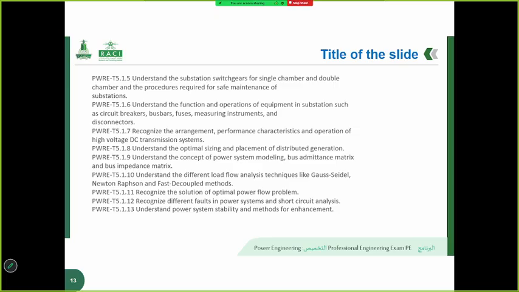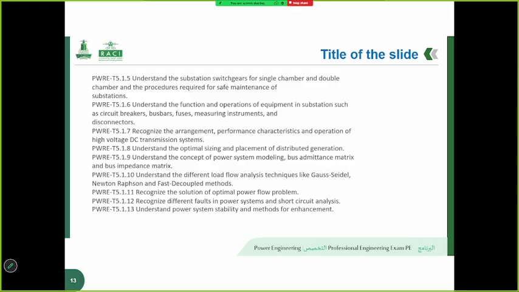We will also understand the function and operation of essential substation equipment, including circuit breakers, bus bars, fuses, measuring instruments, and disconnectors. HVDC transmission: a detailed objective is to recognize the arrangement, performance characteristics, and the operation of HVDC systems. Then we will explore the principles behind the optimal sizing and placement of DG within a power system to maximize efficiency and reliability.